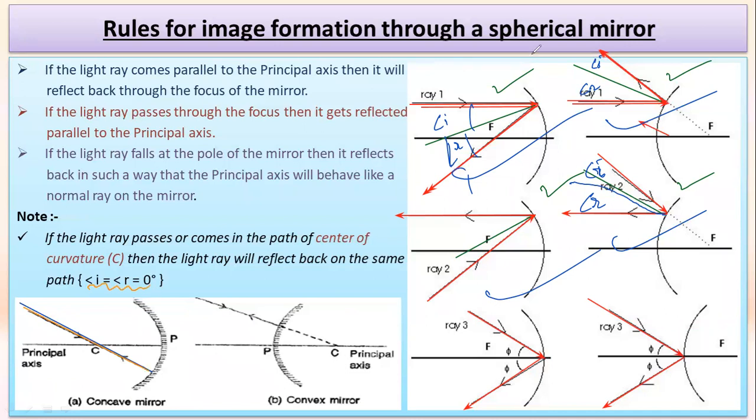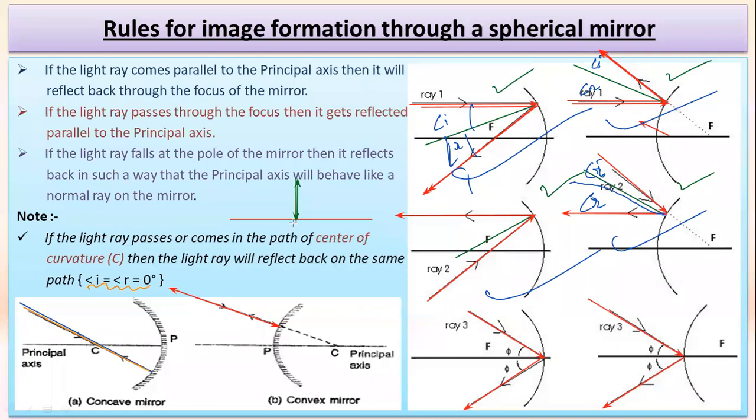In the same way, if the light ray is coming on the path of the optical center on a convex mirror, then it is going to reflect back again on the same path. So over here also the angle of incidence and angle of reflection will be considered to be 0, which we had studied in a plane mirror. For a plane mirror, we know that if the light ray falls perpendicularly, then it is going to reflect back also perpendicular. So this phenomenon we had studied earlier also.